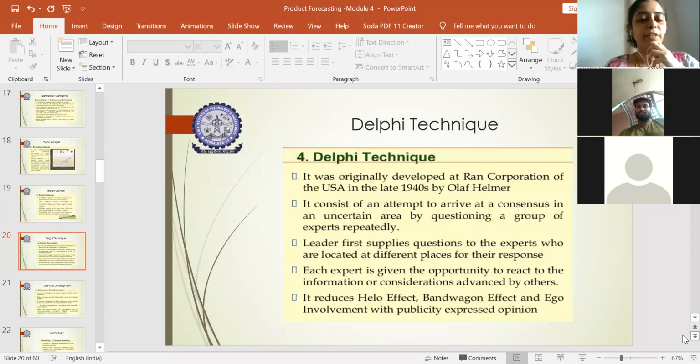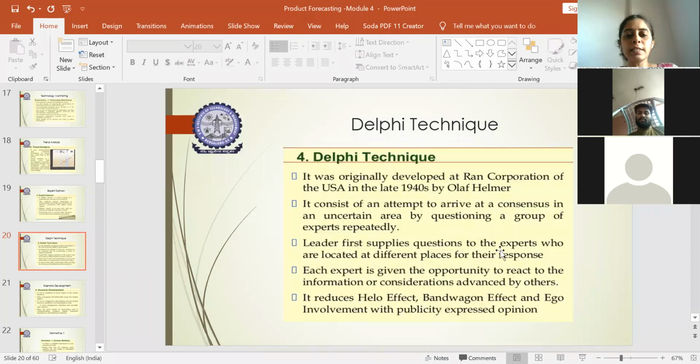Next is the Delphi technique. So what happens in the Delphi technique? It is just an example which has been given of how they have implemented the Delphi technique. It was originally developed by people in the USA in the 1940s, very late, before our independence. It was by a person, Olaf Helmer, in the USA that this technique was implemented. So what does it consist of?